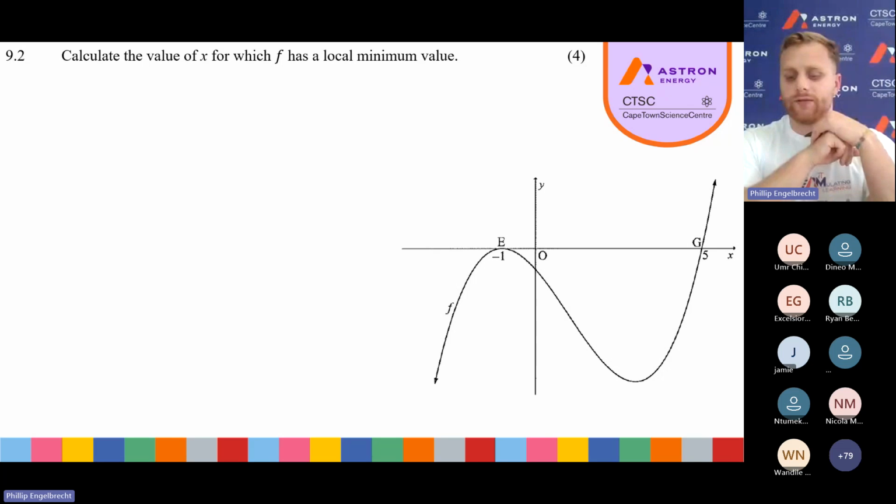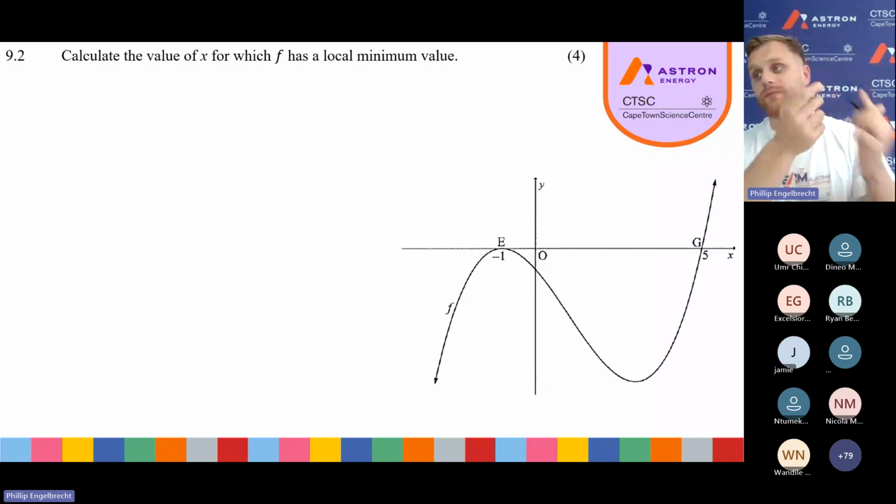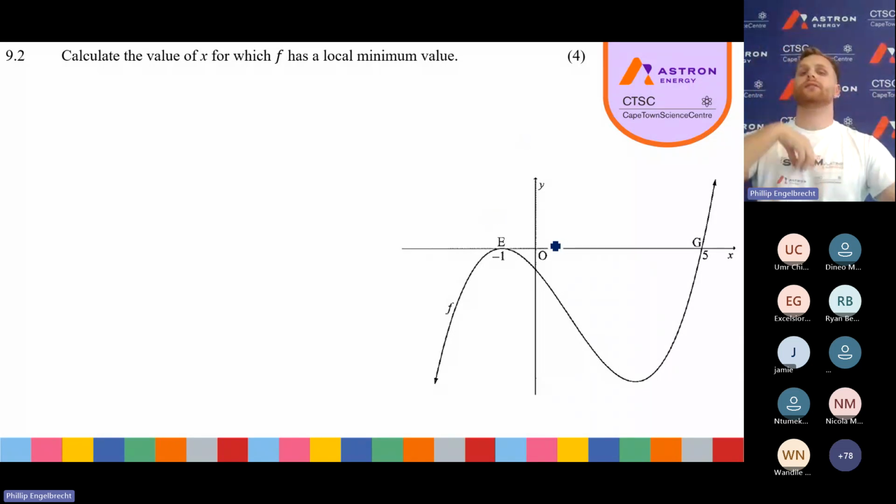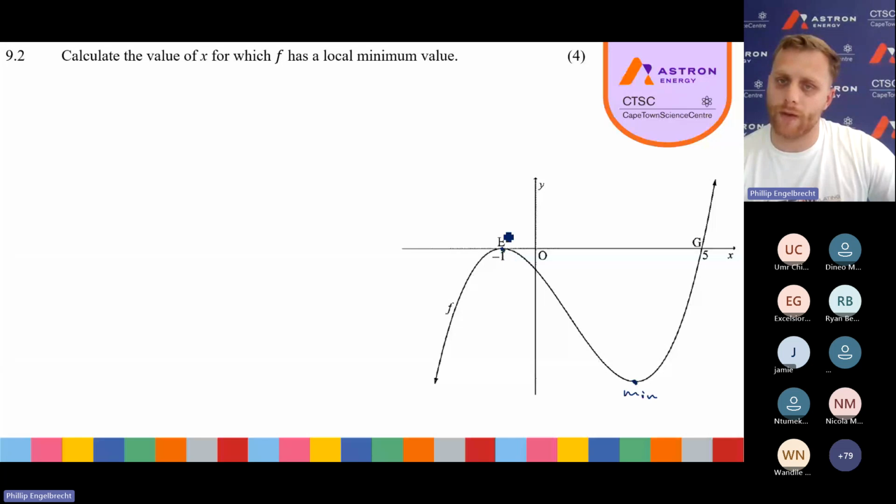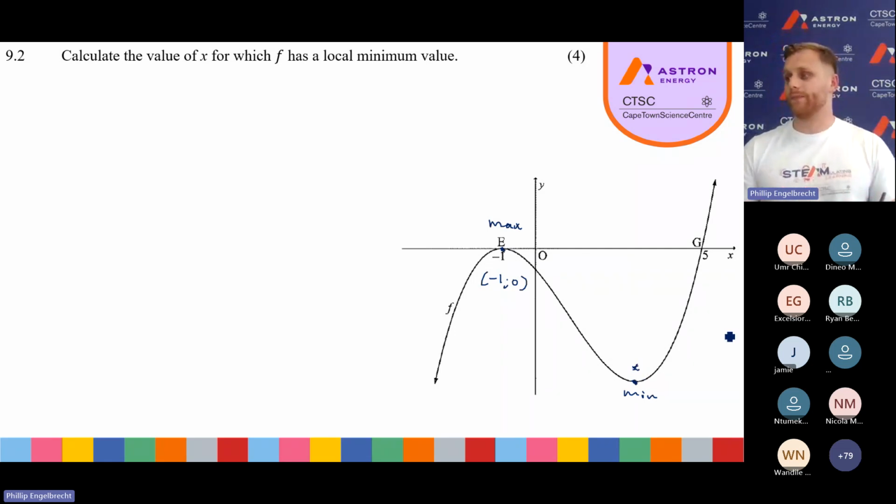9.2 says, calculate the value of x for which f has a local minimum value. What does that mean? They want to know what is the x value for our minimum value, or basically this point over here. This is your minimum value, and this point over here is your maximum value. We already know that this is -1 and 0. We have to figure out what this point is over here.